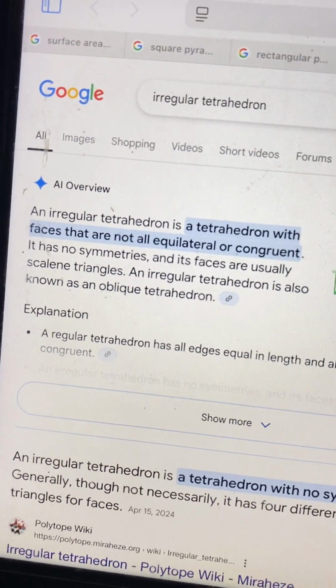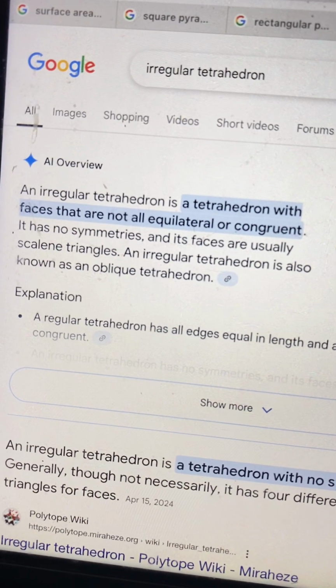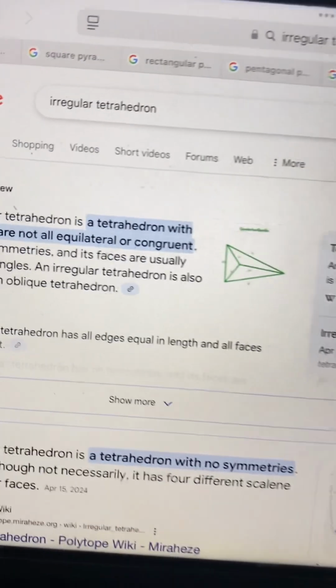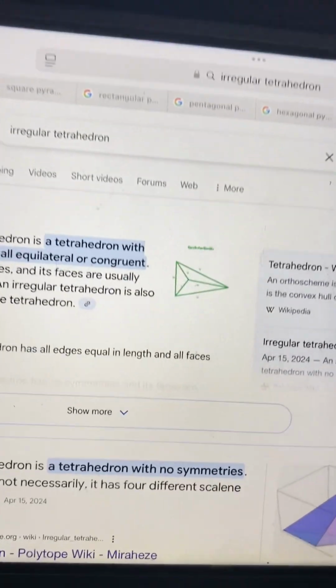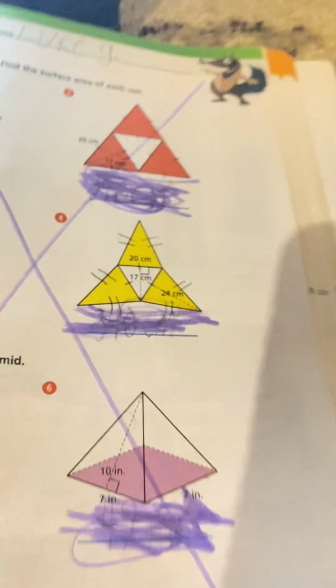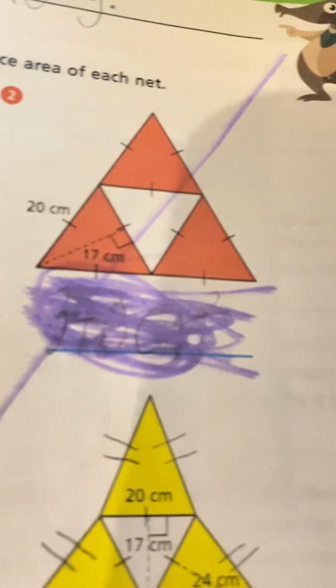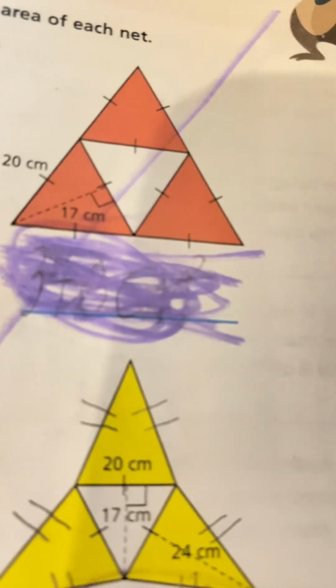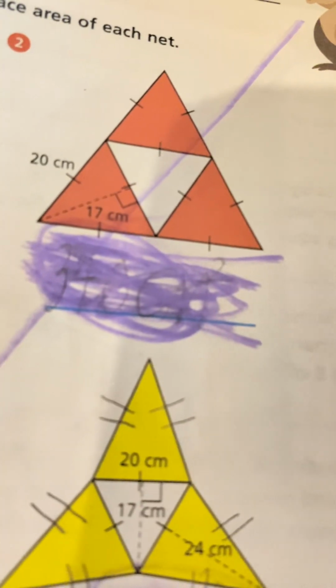And again, an irregular tetrahedron is a tetrahedron with faces that are not all equilateral or congruent. So triangular pyramids could be a very special shape. And if you tell me the surface area, that is very cool. So yes, that's pretty much the surface area of a triangular pyramid.